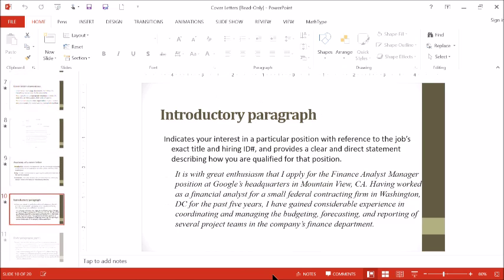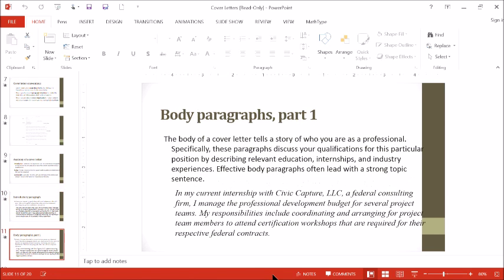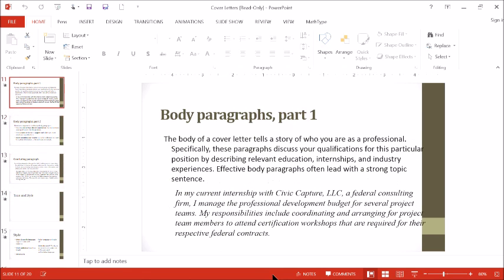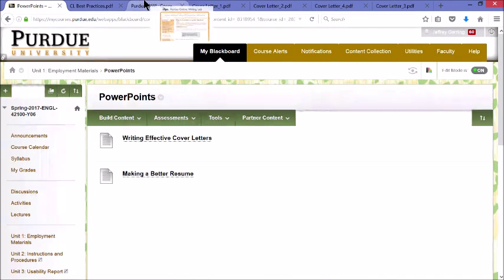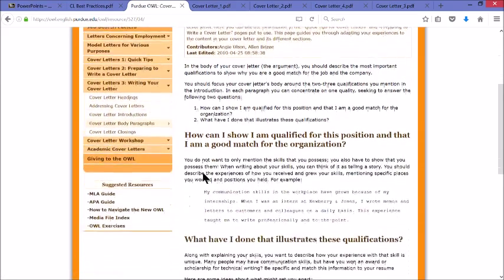So in the remainder of this presentation, which I won't go over in specific detail, I give examples from a single cover letter for each of these different sections. And that will kind of walk you through what they should look like, how they should feel, and that kind of thing. Next, I want to transfer over to a resource on the Purdue OWL that talks a little bit more about body sections of cover letters.